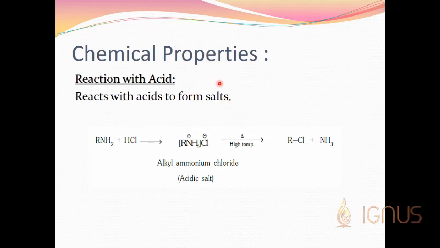Chemical properties. First, it is a reaction with acid. It reacts with the acid to form salt, because we know that amine is a base. When it reacts with the acid, it will be giving salt. If you heat this salt to a high temperature, you will be getting alkyl halide as the product with the liberation of ammonia. Just remember, when we treat acid with the amine, you will be getting salt as the product.